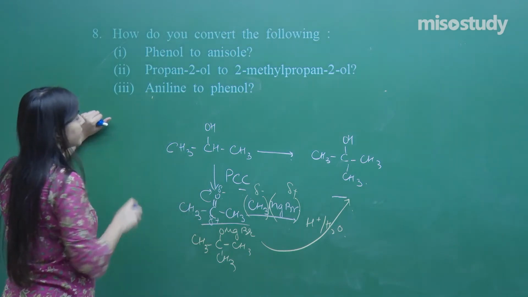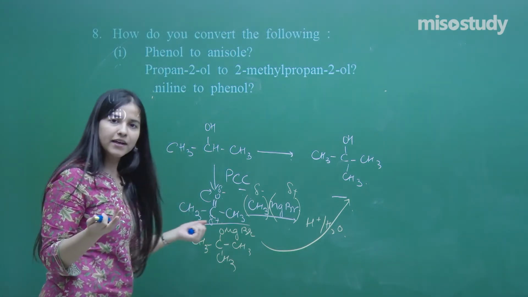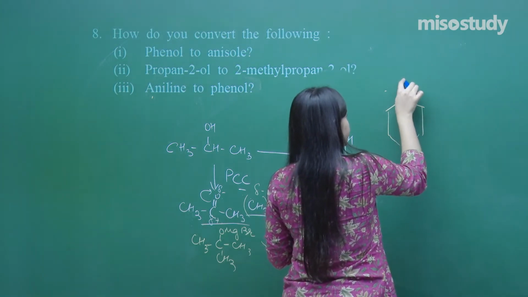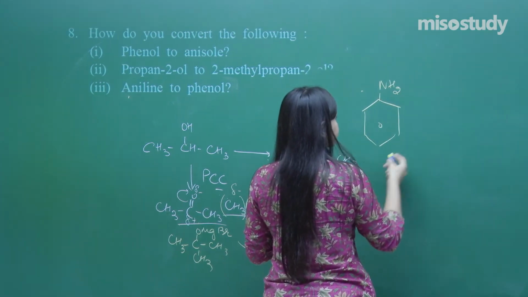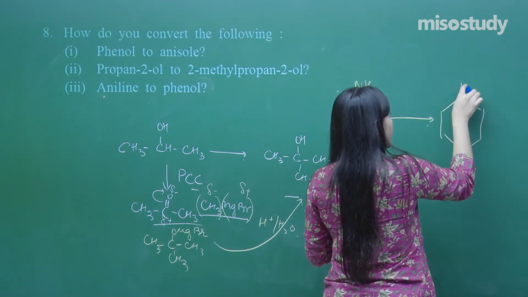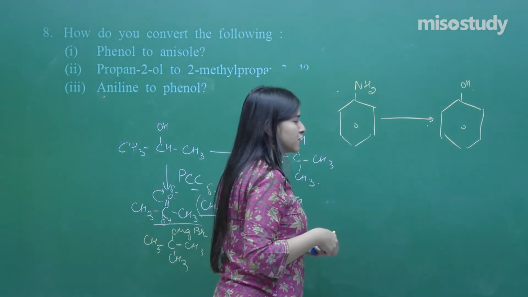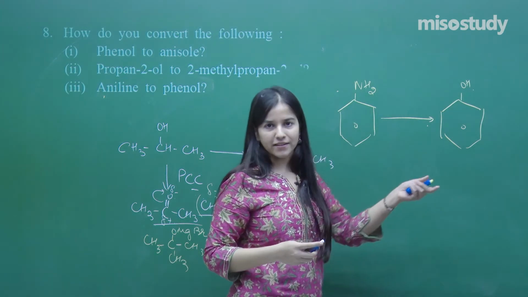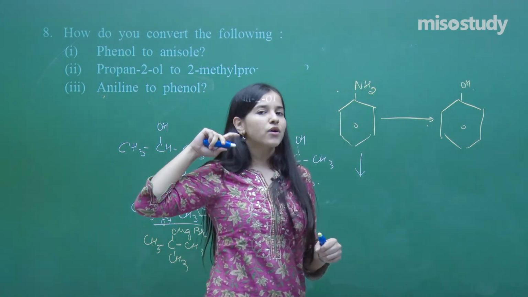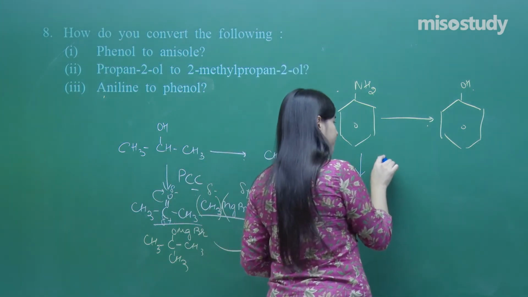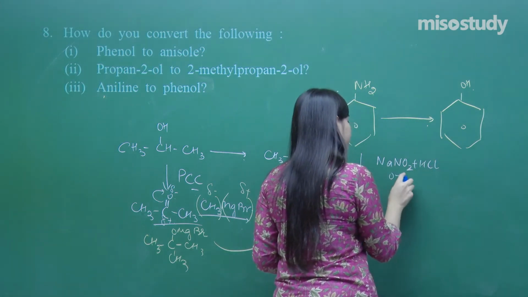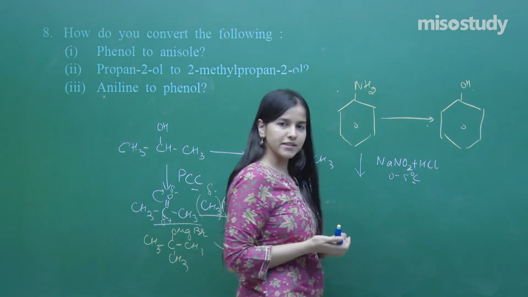Now, the next one, aniline to phenol, again very easy. Aniline is this. I need to have phenol produced from it. How can you do that? Just try to convert this into BDC (benzene diazonium chloride) and you get it, right? BDC always makes your work easier. So how can you make the BDC? NaNO2 plus HCl, 0 to 5 degrees Celsius, and all those conditions, you get the BDC.